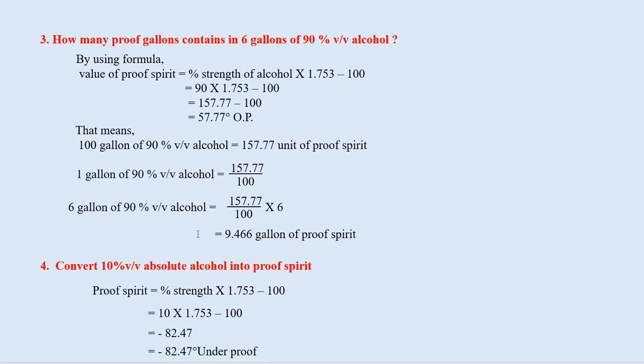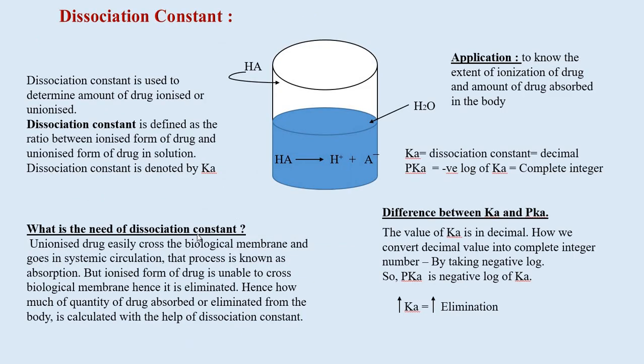Then the third concept is dissociation constant. In that part we'll see what is meant by the dissociation constant, what is the need of dissociation constant, what is its application, what is the symbol for dissociation constant, and what is the difference between Ka and pKa.